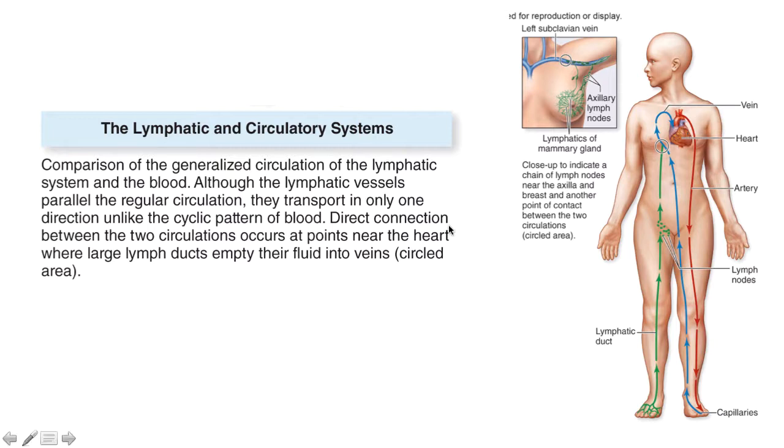The lymphatic system, on the other hand, works by gathering the lymph from the extremities, passing it through the lymph nodes, and eventually having a joint portion where it goes back into the heart. So in comparison of the generalized systems, both of them are parallel to one another, but the transfer of the lymphatic system is in one direction, whereas the transfer of the blood goes from the heart to the extremities and back to the heart.